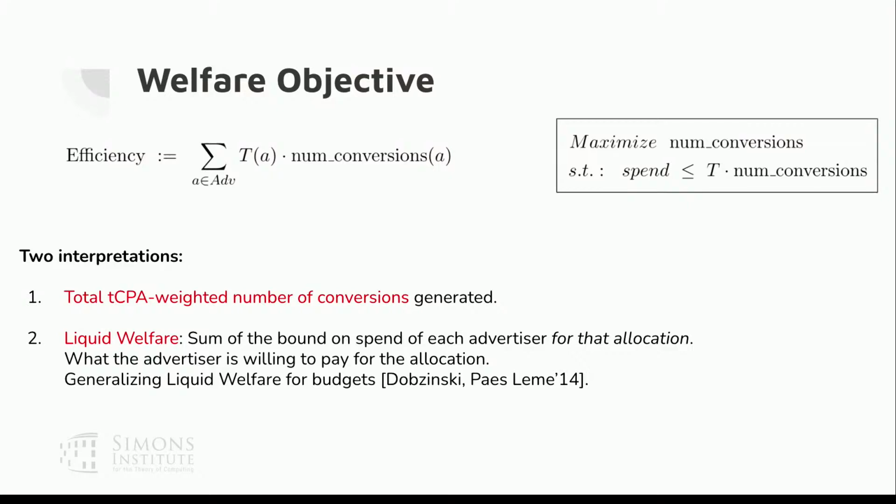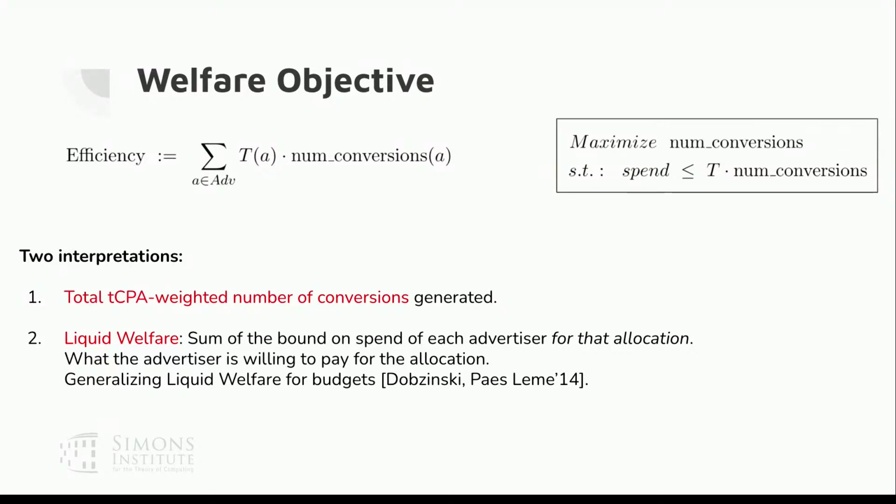This is a very natural, intuitive definition: the target weighted number of conversions. But you can come to it in a more formal way, which is the notion of liquid welfare. I think one of the authors is in the room here. It was defined for the budgeted setting. The idea there was that if a bidder states a very high value for a bunch of items, but is capped by a very small budget, you should cap the welfare by that budget, because the value of the items is constrained by the willingness to pay.